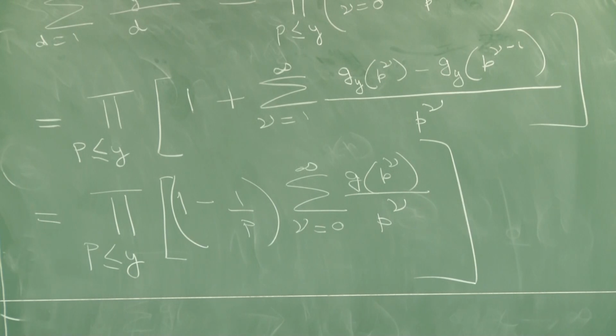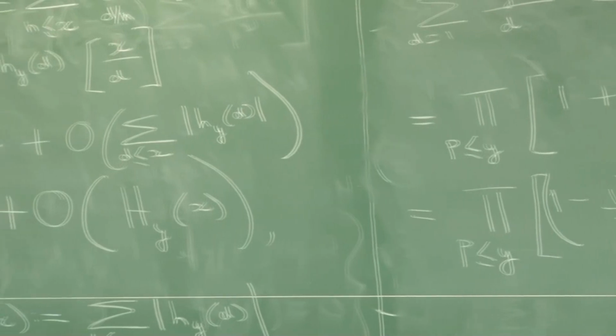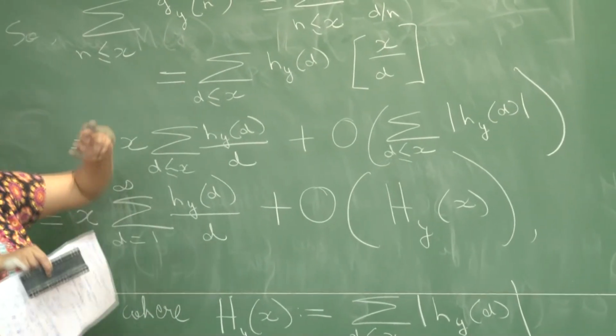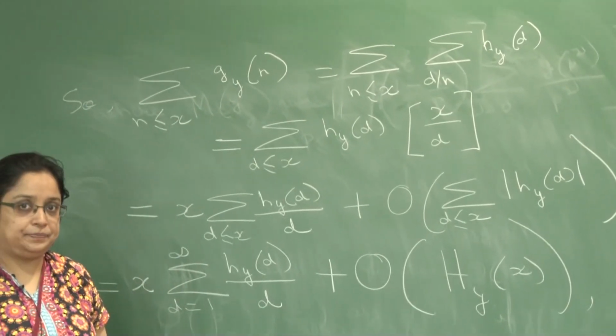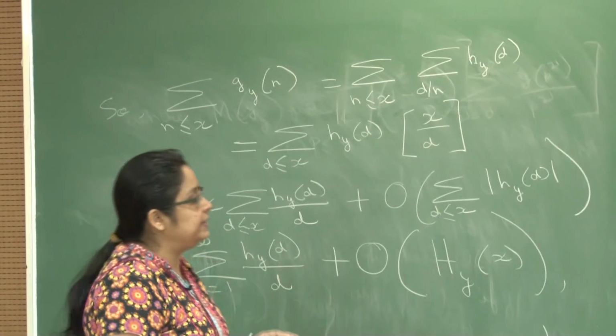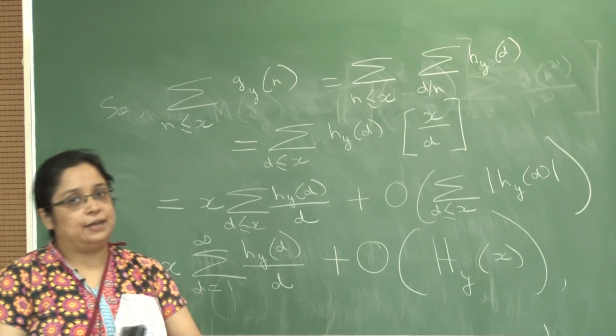And now all you have to do is look at the error term. Once we estimate the error term, which we will do in the next class, it will tell us the mean value of these localized functions g sub y, and then we go from these local functions g sub y to the universal function g. That is where your Turan-Kubilius inequality plays a very nice role. So this is what we will cover in the next lecture, and we stop for today.